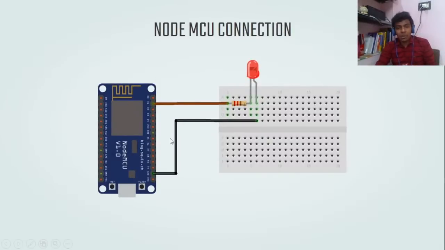This is the normal LED connection. Here I have connected only one LED, which is D1, that is digital pin 1. I have connected it to the resistor and the LED, and the ground I have connected to the ground pin of the NodeMCU. This is the basic connection which I did.